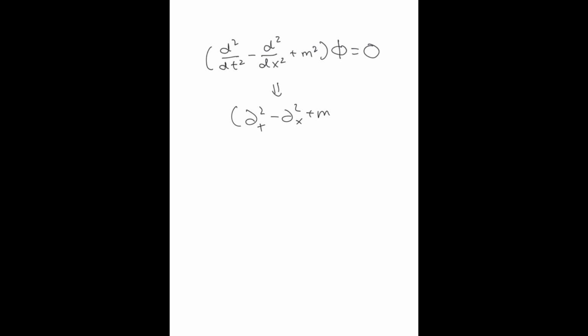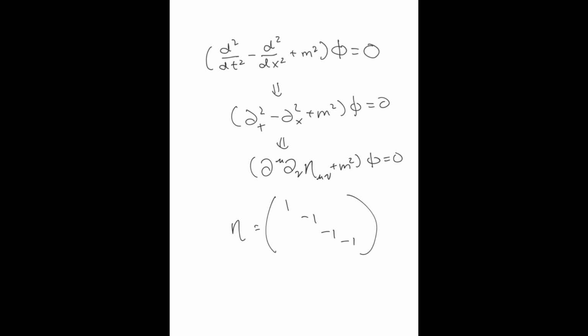Using natural units, we obtain this more simplified equation, and by adopting a new notation, we get this equation over here. By using the Einstein summation convention with the Minkowski metric, we can write this equation even more compactly, like this, and this is a common form of the Klein-Gordon equation.